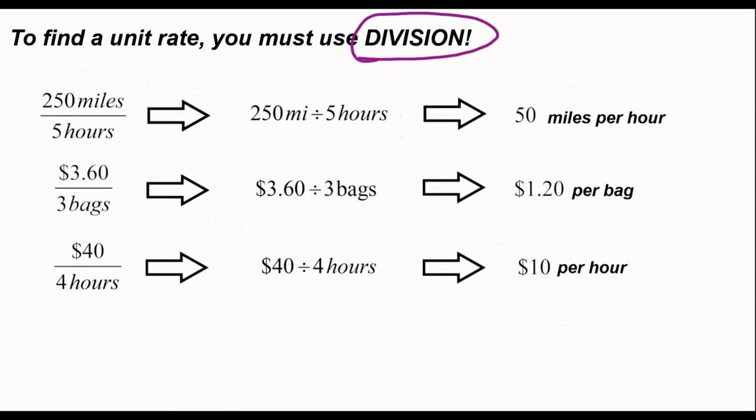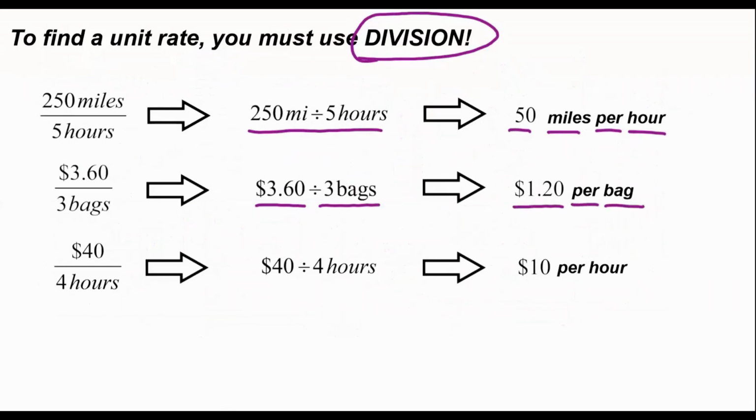We use division in every one of those examples. So division will help us find a unit rate. To review, if we turned 250 miles every 5 hours into a unit rate, we did 250 miles divided by 5 hours, and that gave us 50 miles per hour. $3.60 for 3 bags is $3.60 divided by the 3 bags, which gives us $1.20 per bag.